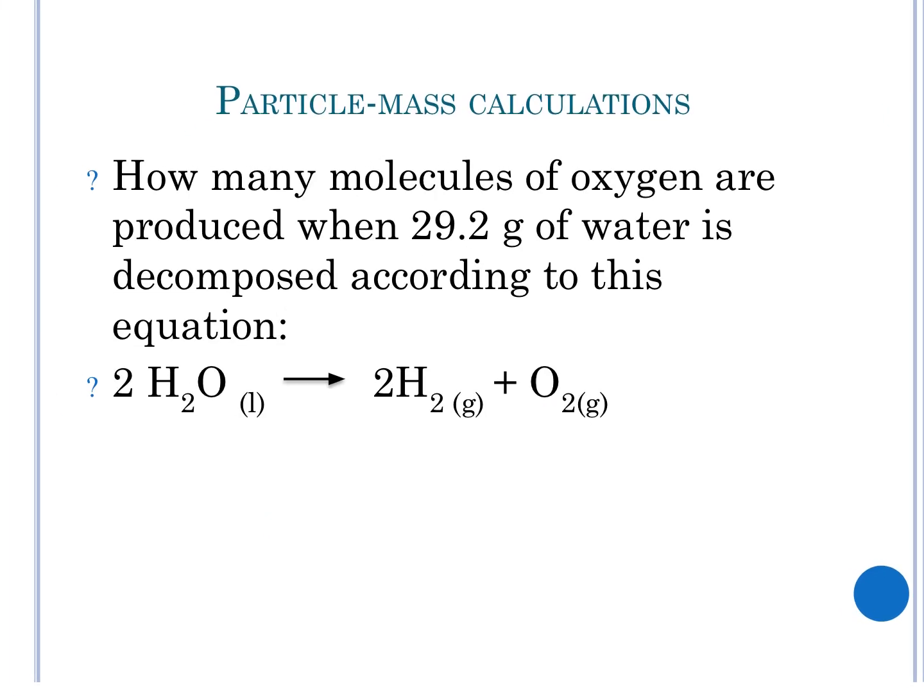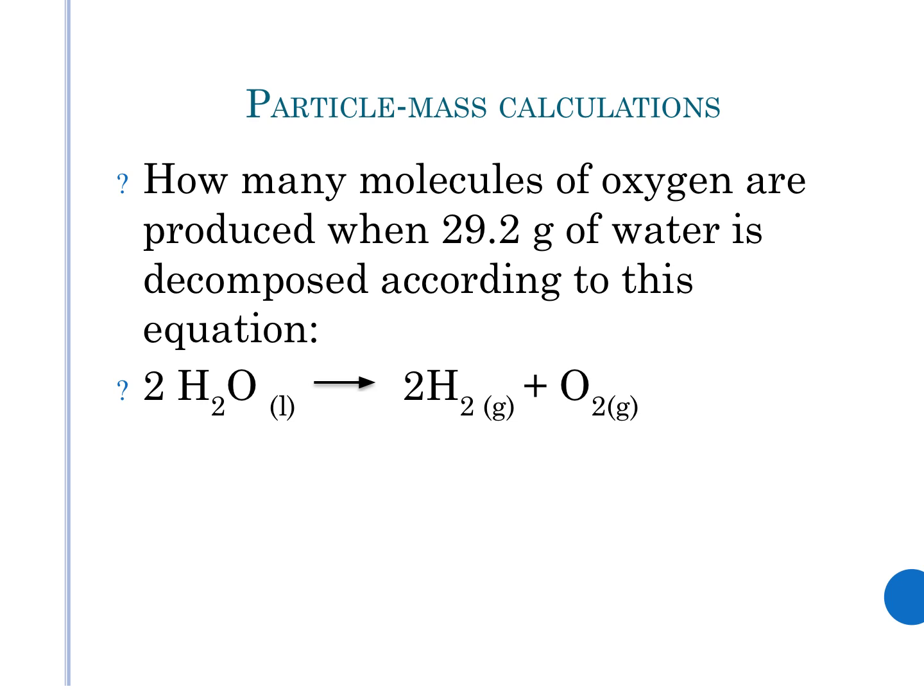So we're going to do one last one together. This time we're going to do a particle mass calculation. By particles, we mean molecules or atoms. Okay. Bless you. So again, same process, it's just I'm switching up that final unit. I promise it's a unit that we're familiar with though. So we're going to figure out how many molecules of oxygen are produced when 29.2 grams of water is decomposed.